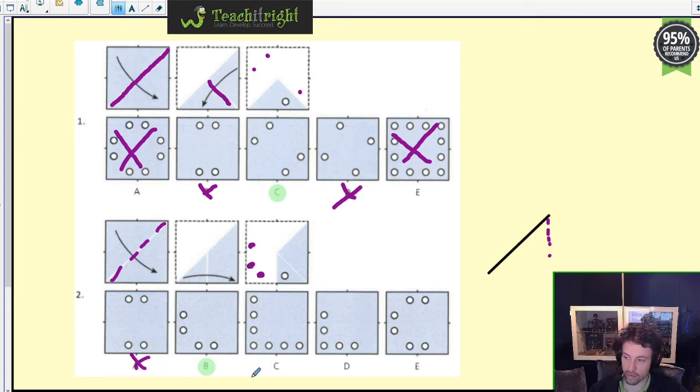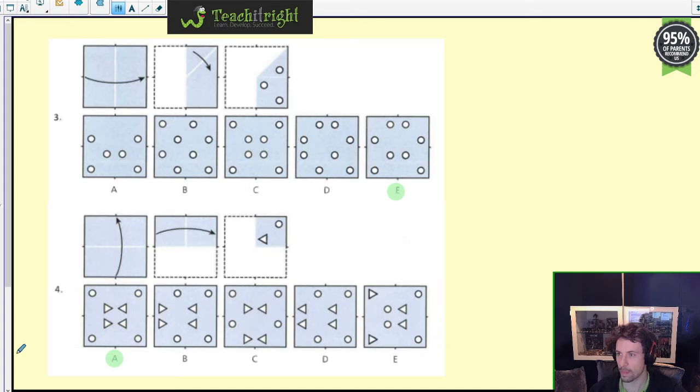Again, very easy to get rid of A, C, and E, and then even D as well, because only B is even close to being correct. And again, hopefully you can see how the sketch really gives you that format and hopefully really speeds you up. Number 3, so again, doing the folds in reverse order.